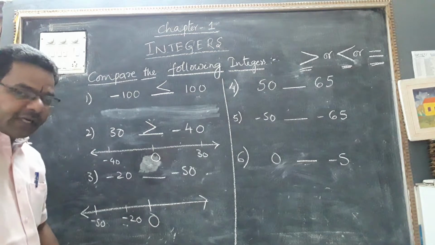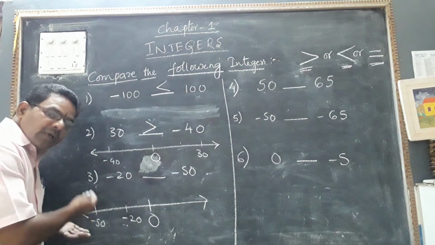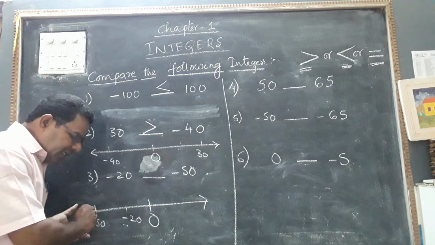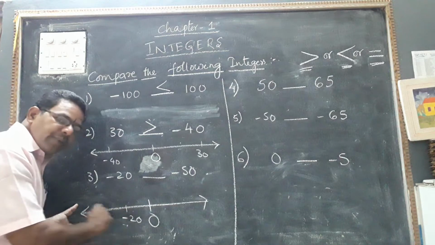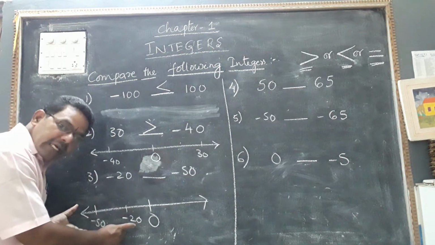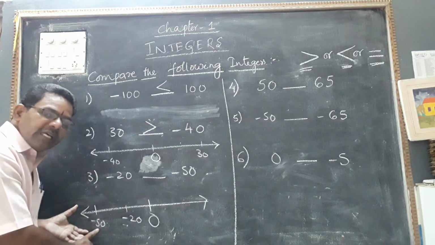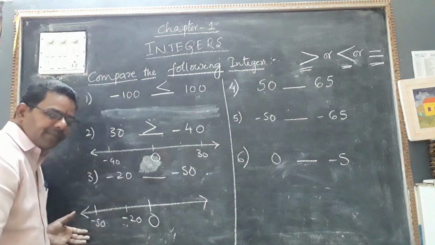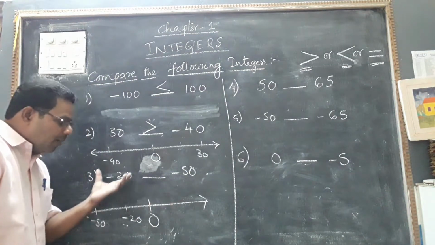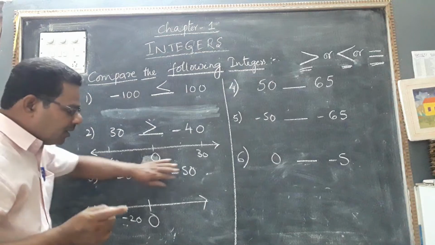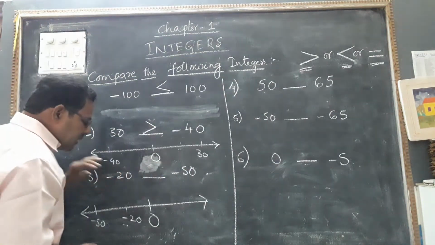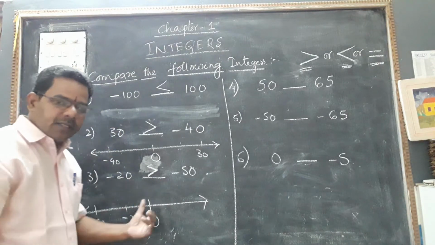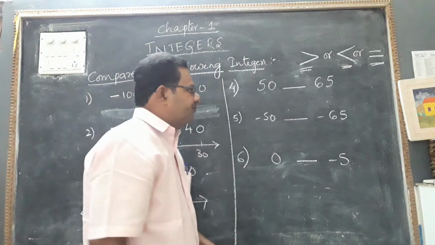According to the property of integers, the leftmost number is the smallest number. After that, going to the right hand side, the value will be increasing. So minus 20 is a greater number, minus 50 is a smaller number. So here, minus 20 and minus 50. Now if you compare these two, minus 20, I told you, is the bigger number, minus 50 is the smaller number. So minus 20 is greater than minus 50. Understand? We shall go to the next one.